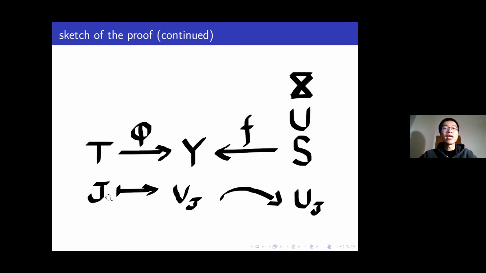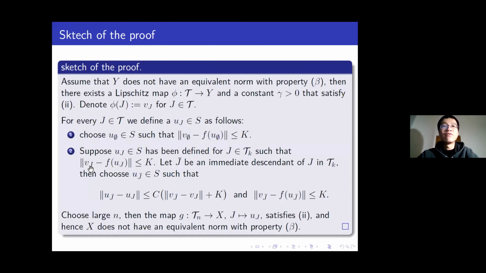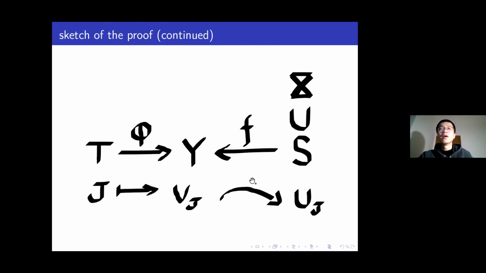And for every vertex J, you denote the image of phi J to be Vj. Okay, so now for every vertex J, I can use the quotient map F to find Uj in S so that the distance between F(Uj) and Vj is at most some constant K. So how do I get this Uj? I can pull back this Vj into the subset S using this quotient map.